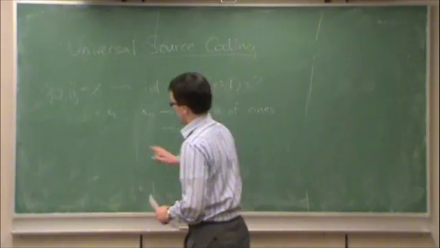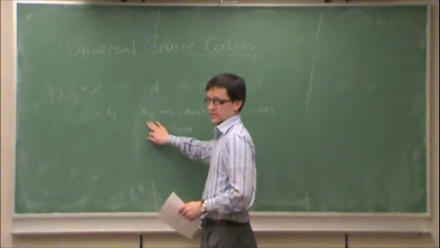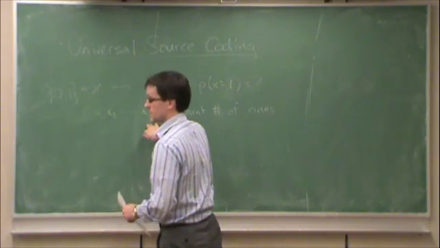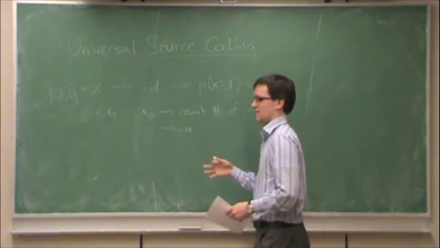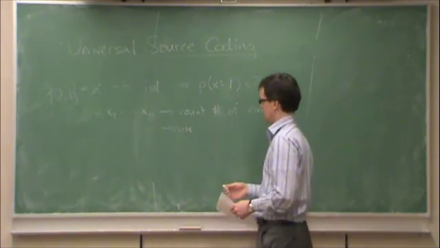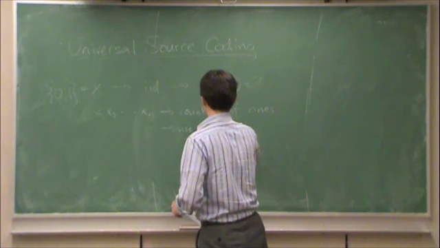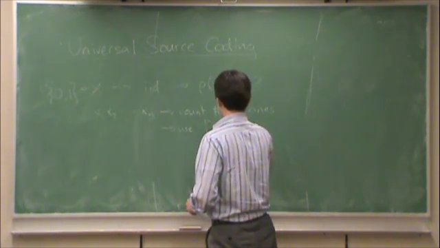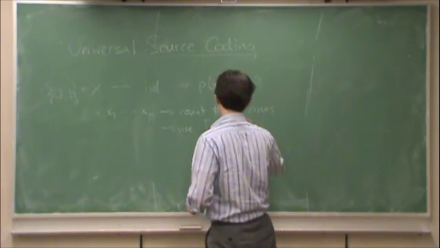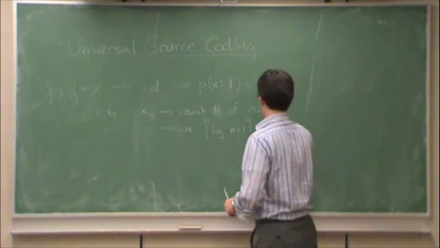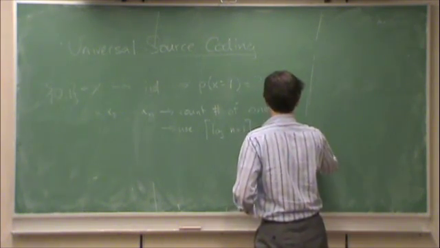In other words, there could be 0 ones, everything here is 0. There could be n ones, everything is 1, and anything in between. So in that range from 0 to n inclusive, there are n plus 1 possibilities. So we could use ceiling log 2 of n plus 1 bits to encode the number of ones.